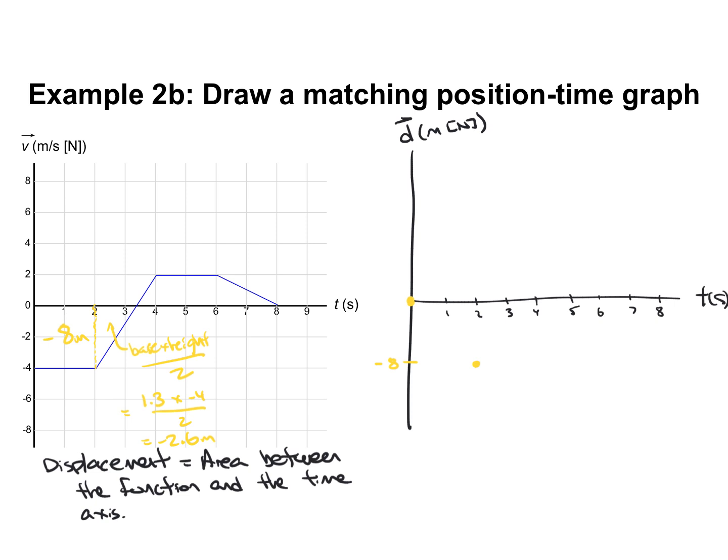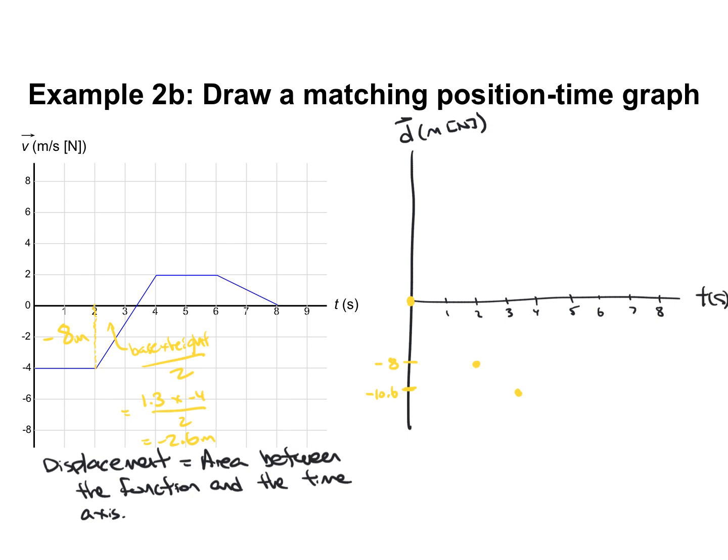Now, when you plot that on the position time graph, it's from where we left off. So we left off at -8. Now I have to go a further displacement of -2.6. So that will drop me down to -10.6. So my next point is going to be at 3.3 and -10.6. I should have gotten a graph with whole numbers to make it easier, but oh well.